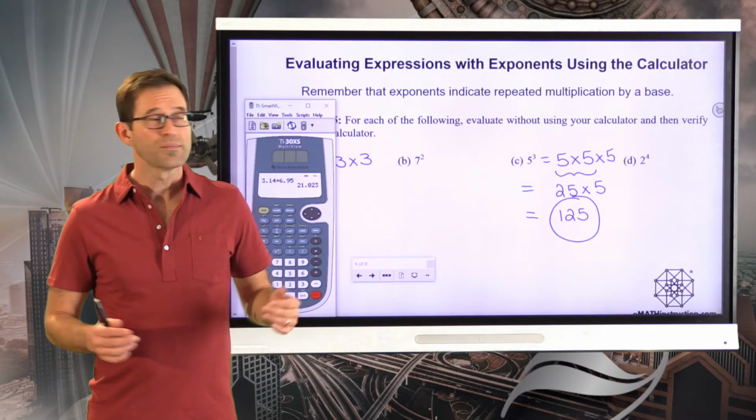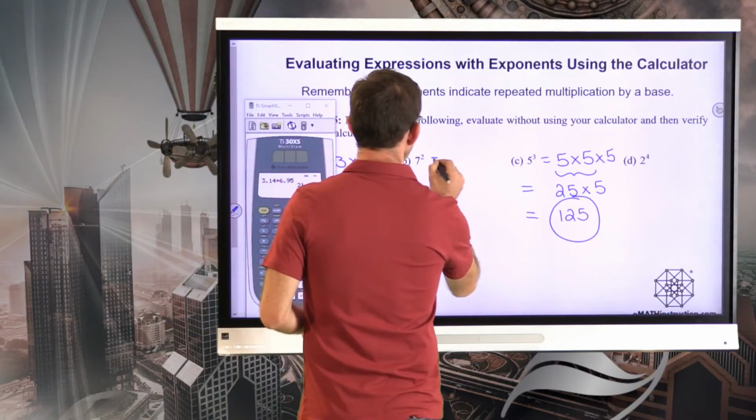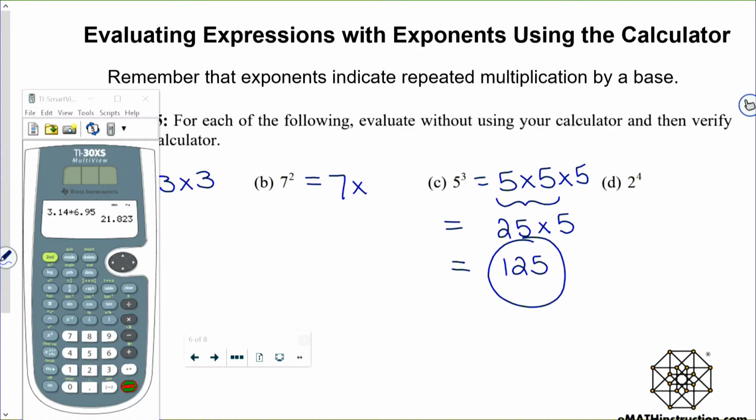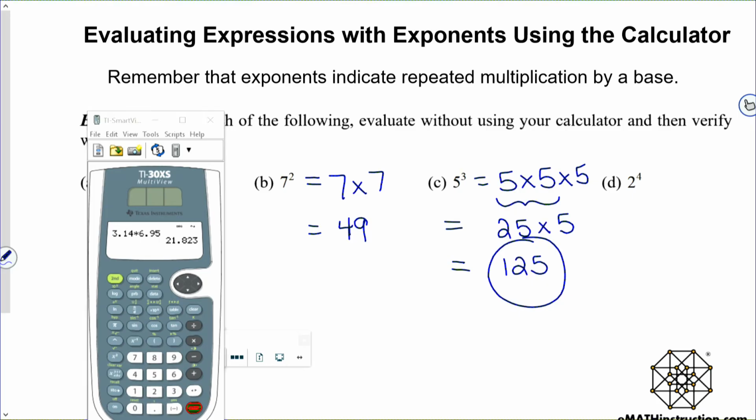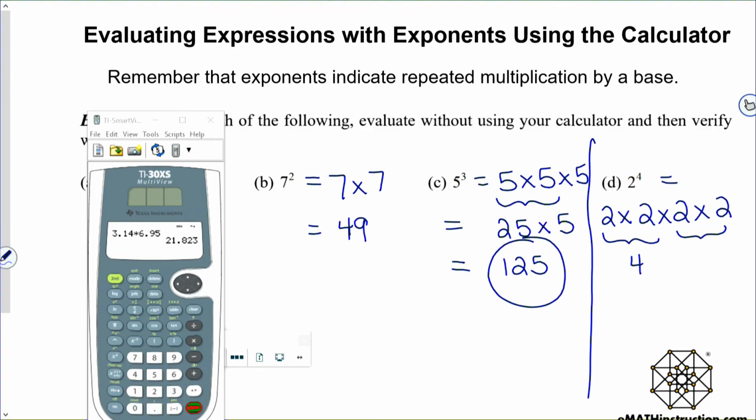All right, well, simple enough. 7 to the 2nd, also known as 7 squared, is 7 times 7, and that's equal to 49. All right. And then we have 2 to the 4th. This one I need some room on. That's 2 times 2 times 2 times 2. We can do this in many different ways. We can say, well, 2 times 2 is 4. This 2 times 2 is also 4. And then 4 times 4 is 16.